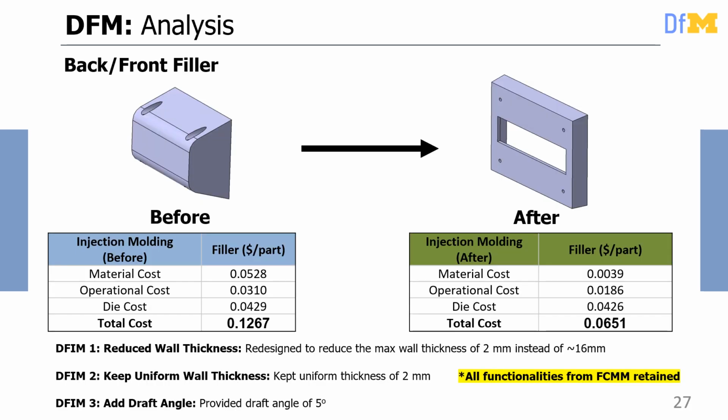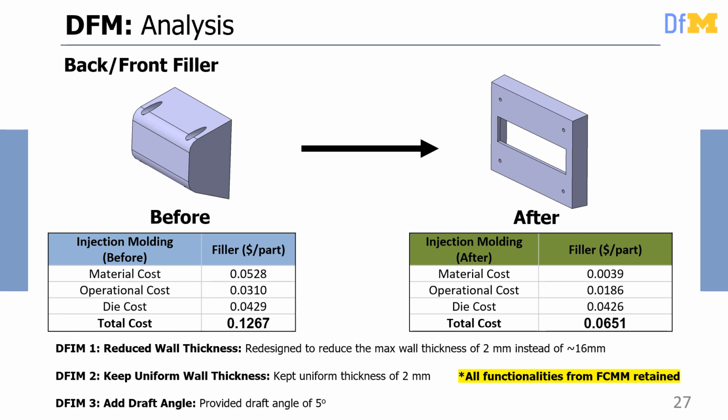Hello everyone, I'm Rahul and now I'll explain the DfM process that we followed. Here is the first component that we chose for DfM analysis. This is the front and back filler of our vehicle, and as you can see on the left side of the slide, we computed the cost of the component from the analytical method, and it was around 12 cents. But then we utilized DfM Pro as well as the rules taught in the class, and we redesigned the component using DfM rules. Basically, we implemented three rules.